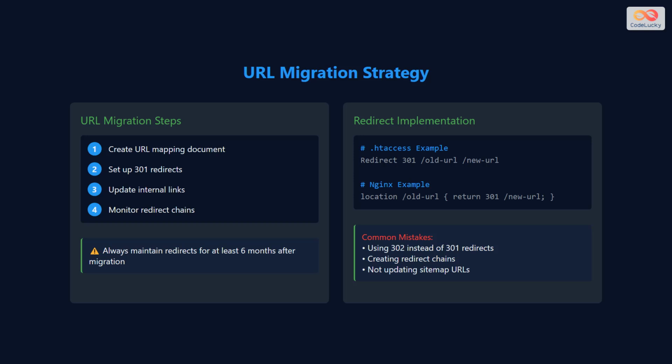Always maintain redirects for at least 6 months after migration. Here is an example of .htaccess code and Nginx code for redirection. Some common mistakes to avoid: using a 302 redirect instead of a 301 redirect, creating redirect chains, and not updating the sitemap URLs.